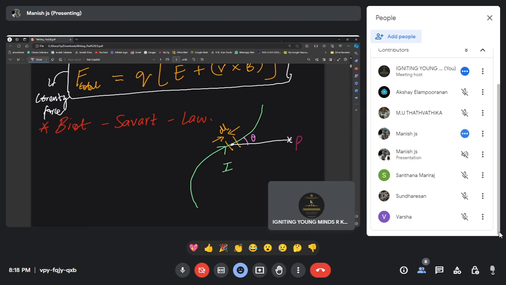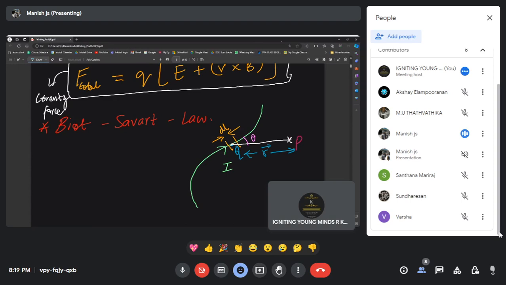Do you get it? If this particular point at dl, let me call it Q, then QP is nothing but the vector r. It represents your displacement vector. It makes an angle of theta with that small portion dl of the conductor, which is carrying current. So this is what we try to understand.